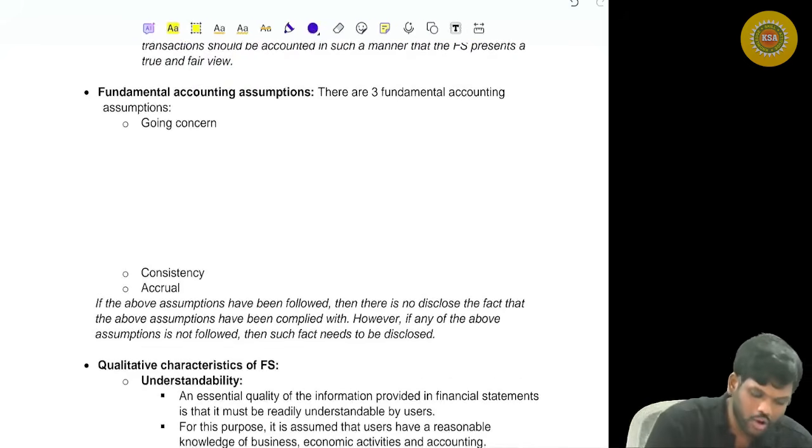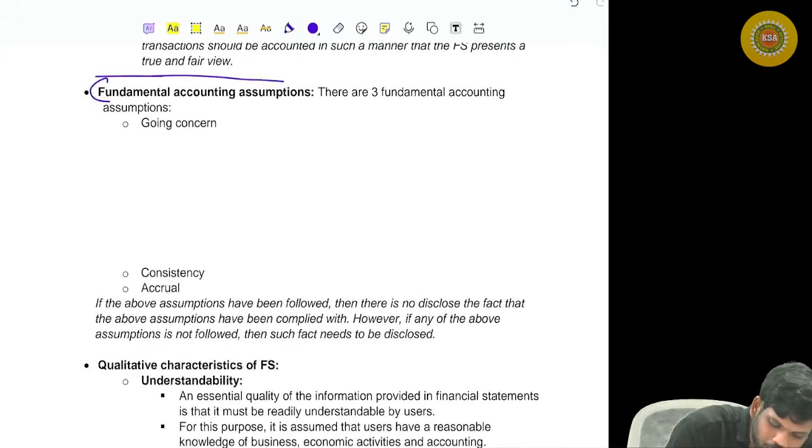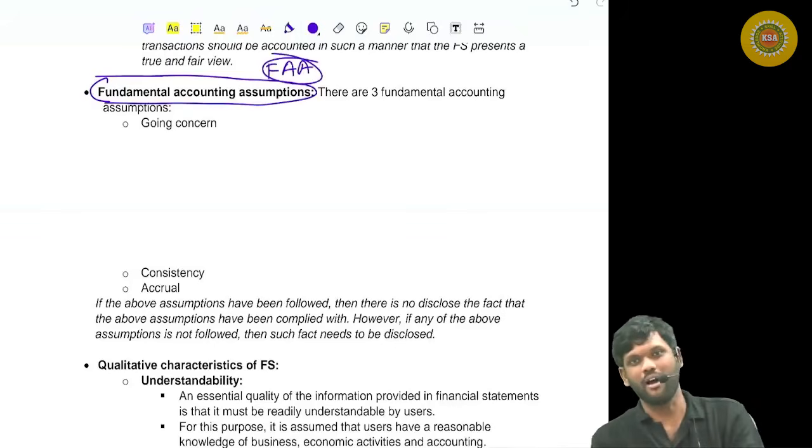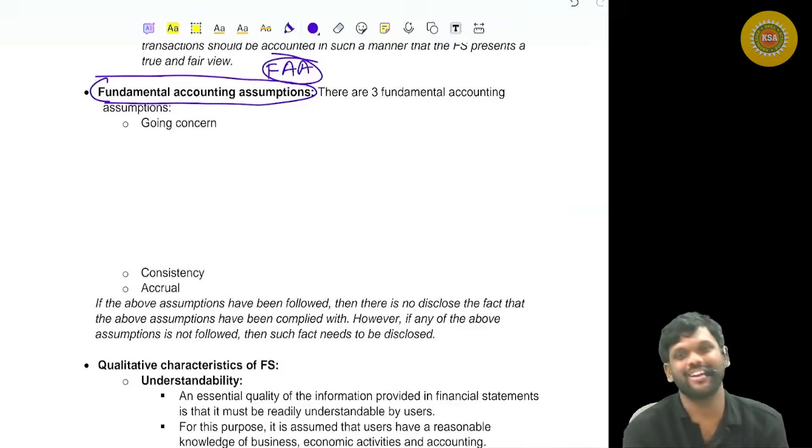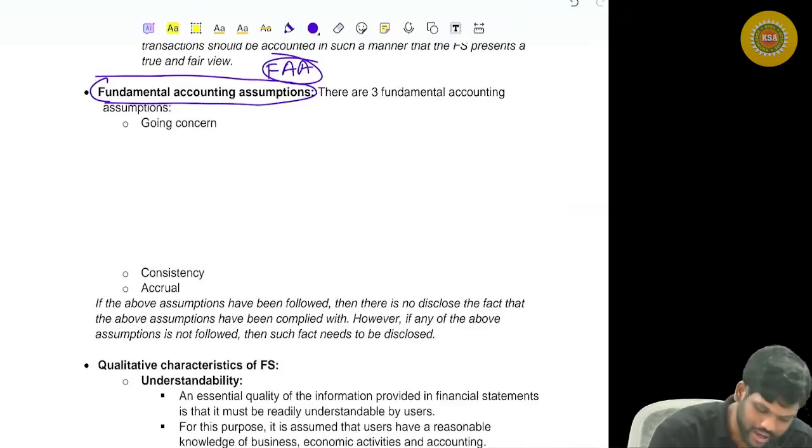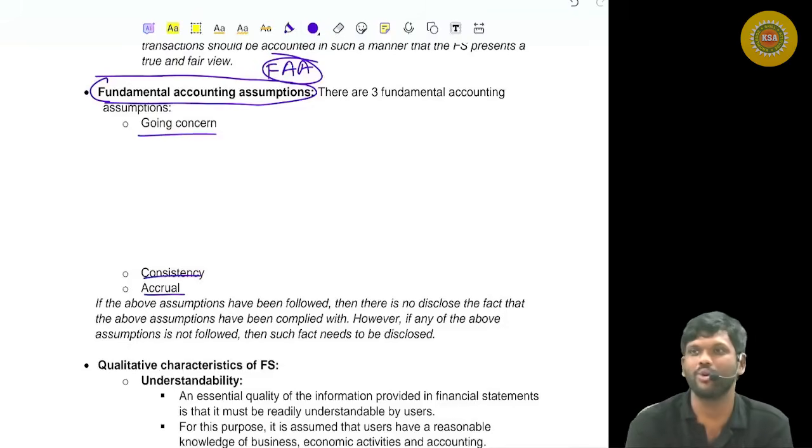Then we have something called fundamental accounting assumptions, FA. Remember this, remember FA. There are 3 fundamental accounting assumptions: going concern, consistency, accrual. These are fundamental accounting assumptions.